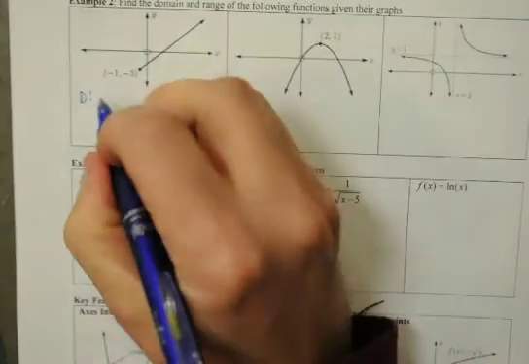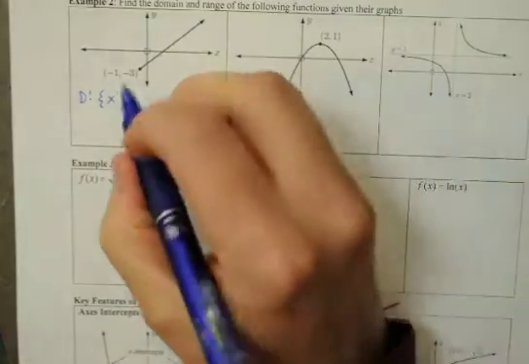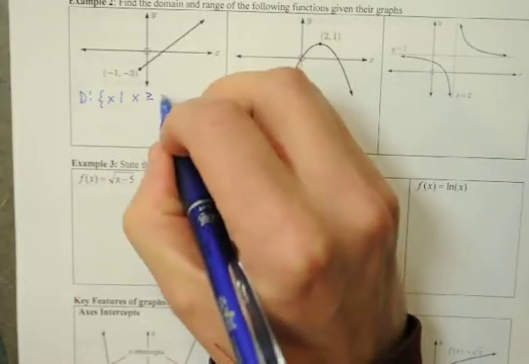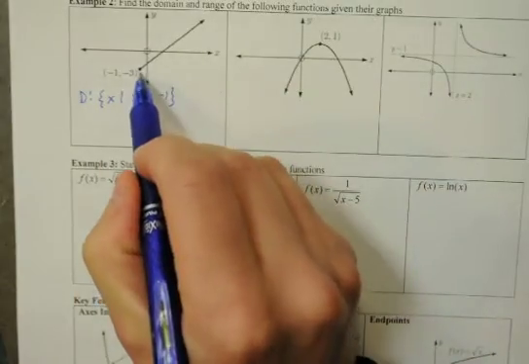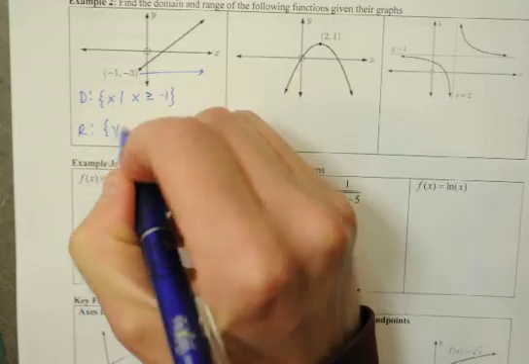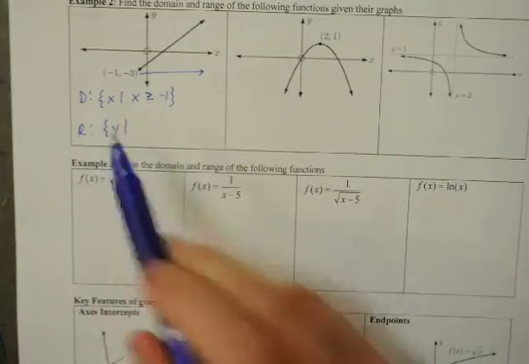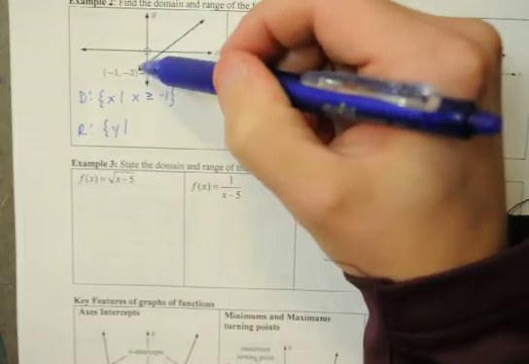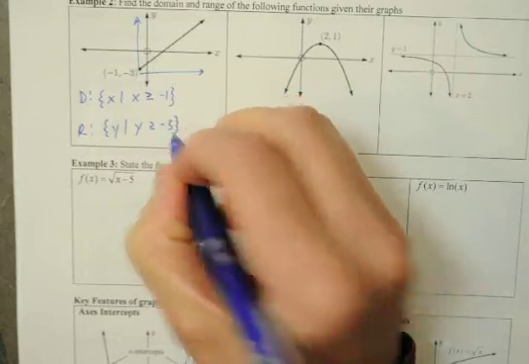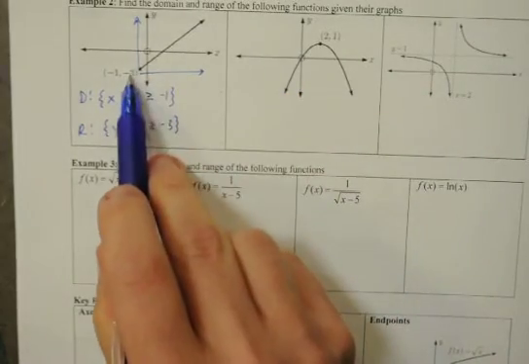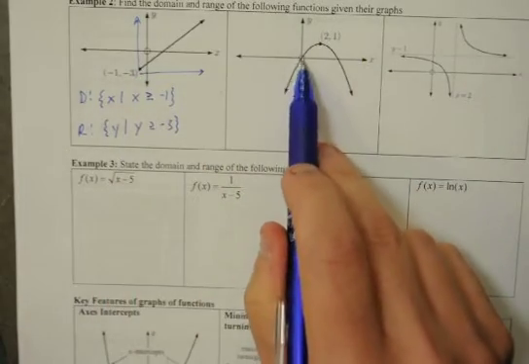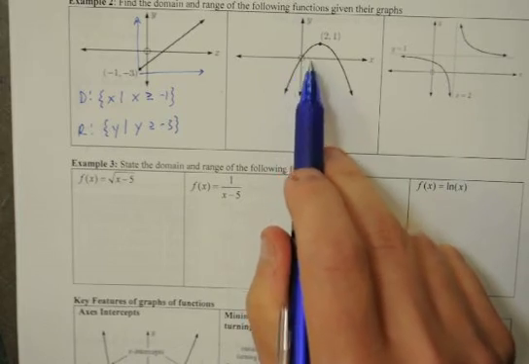So the domain is X such that X is greater than or equal to -1, because I've got a closed dot. Anything this way is good. The range is Y such that, for range use Y, anything above -3. So Y is greater than or equal to -3. I use the equal symbol because I can be -3. It's a closed dot. This is just the origin right here, not an open dot.